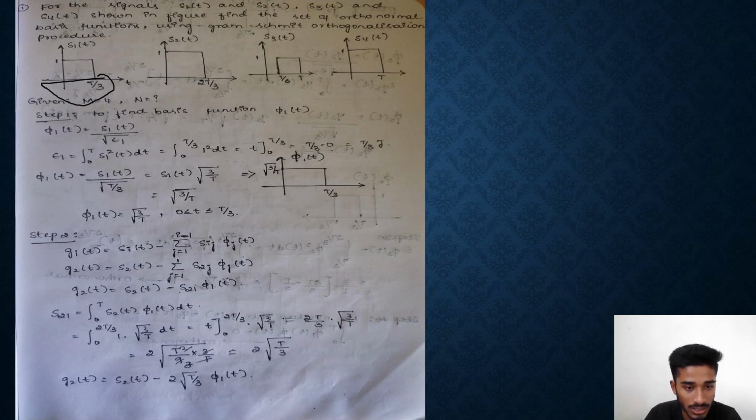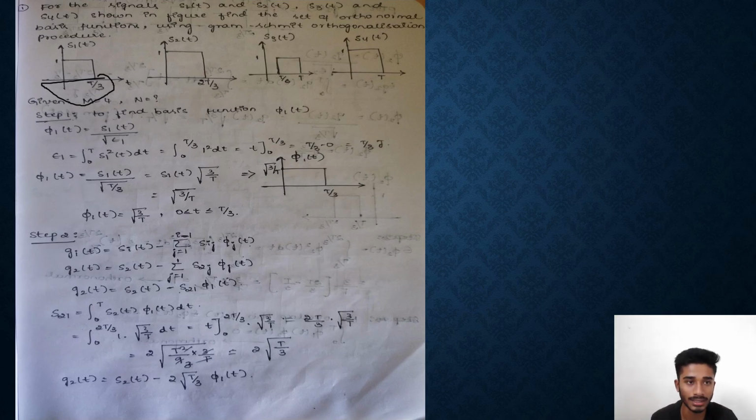S21 is equal to the integration from 0 to T of s2 of t psi 1 of t dt, which in turn gives us the integration from 0 to 2T by 3 of 1 into root 3 by T dt, which gives us the final answer 2T by 3 into root 3 by T. We cancel out the T's over here, and we get 2 into root T by 3, and g2 of t is equal to s2 of t minus 2 root T by 3 into psi 1 of t.